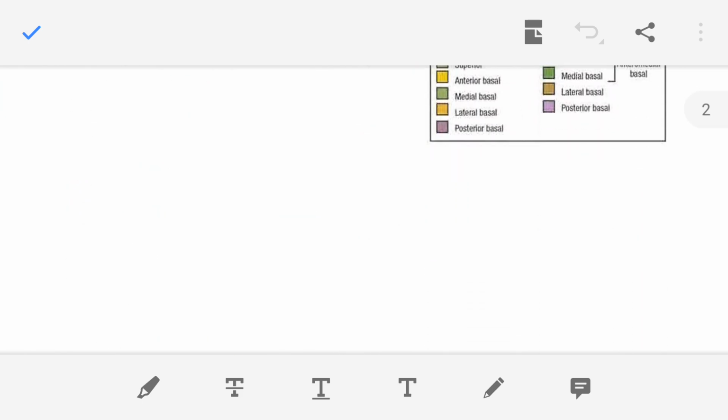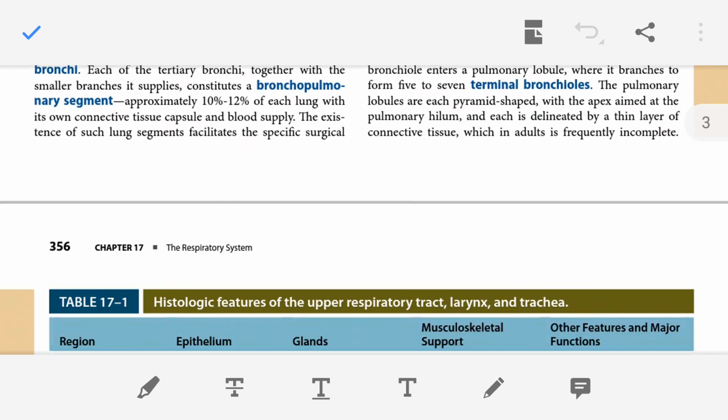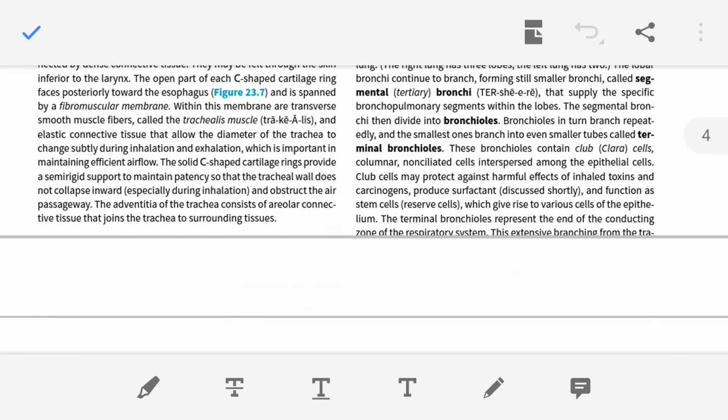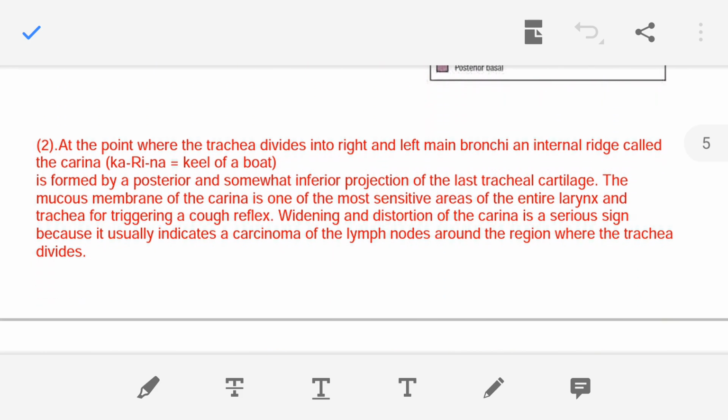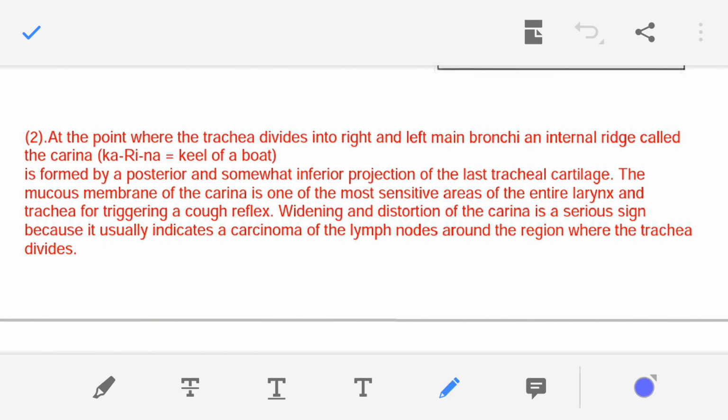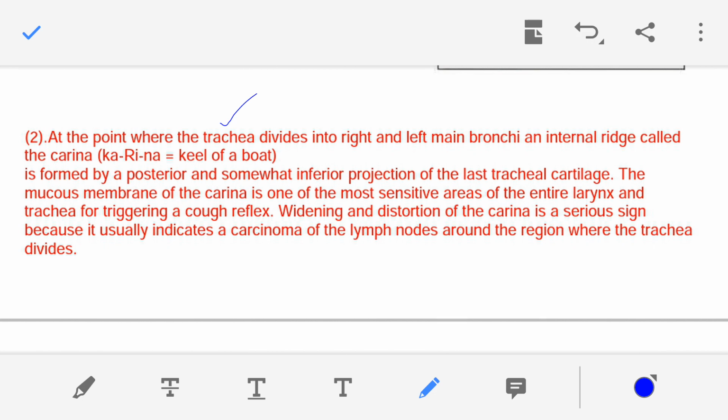So now moving on to the second point of our discussion. At the point where the trachea divides, that means at the point from which the trachea bifurcates into two branches, the left and right main bronchi, there is one internal ridge present, and this internal ridge is known as the carina. Carina means keel of a boat.